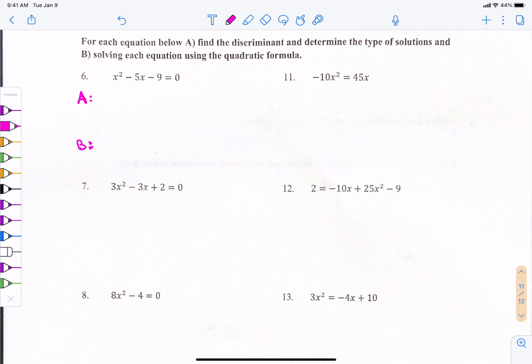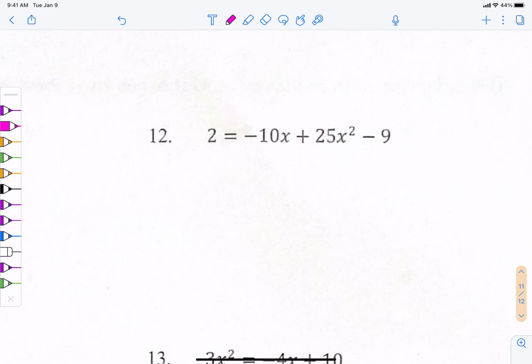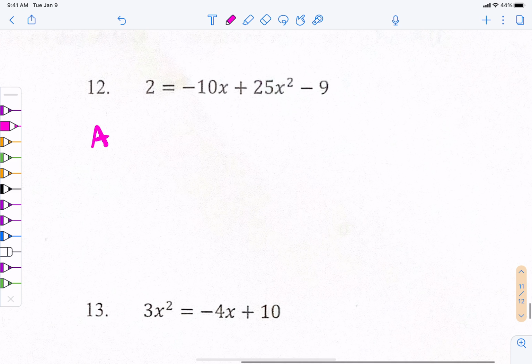You have to do a part A: find the discriminant and determine the type of solutions. Part B is solve using the quadratic formula. Should we do 12? Sure. Part A, we have to find the discriminant. Part B, we have to do the quadratic formula. So it's like smushing the front sides together.